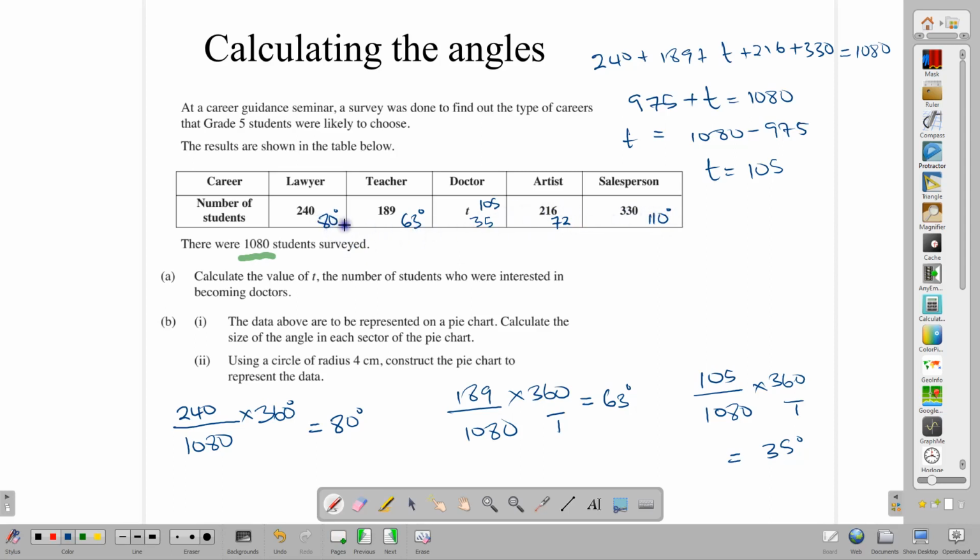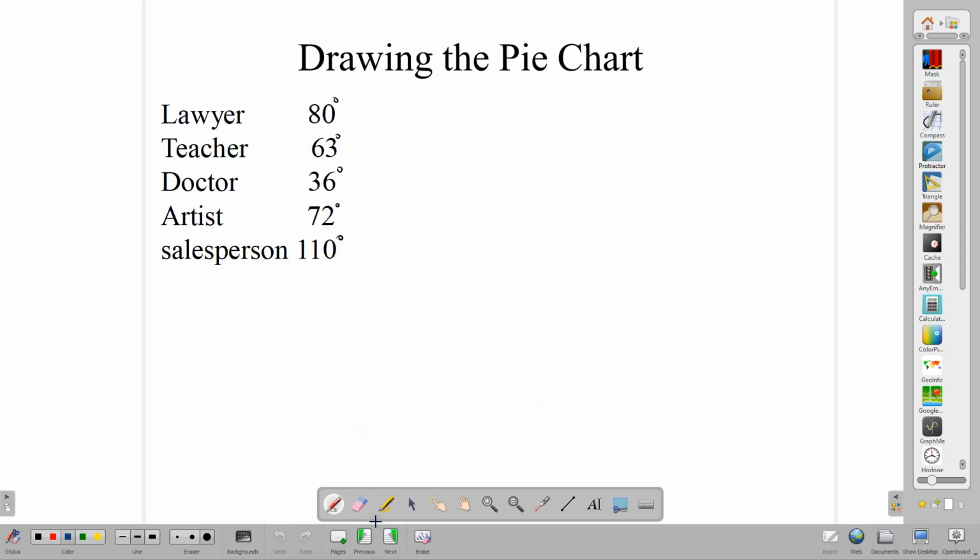And what we're going to do now is to draw the pie chart to show each of these on the diagram and how they compare to each other. The question says we are to use a 4 centimeter radius. Due to how small a 4 centimeter radius is, I'll be using a slightly bigger radius just to make sure that everybody can see clearly.